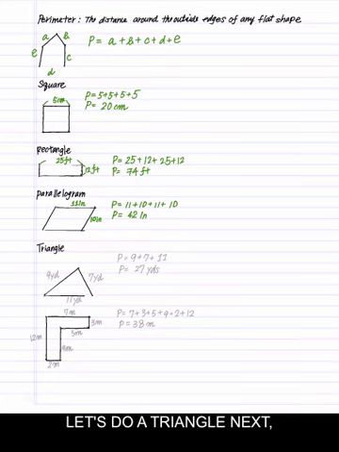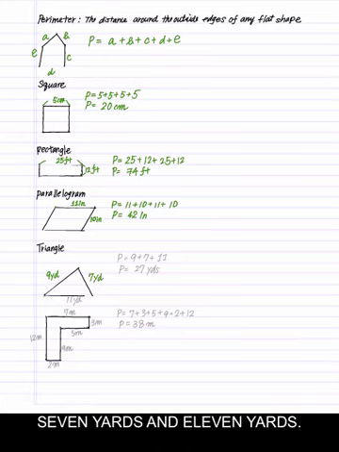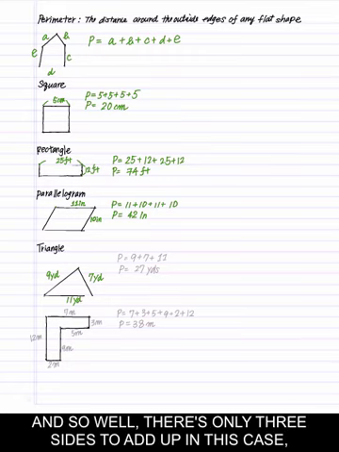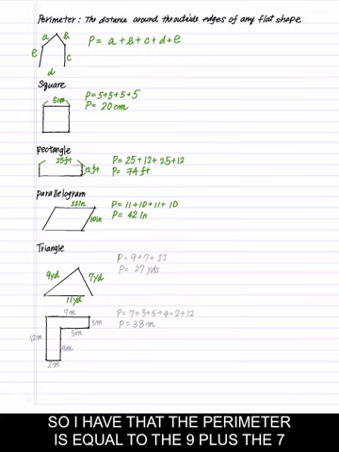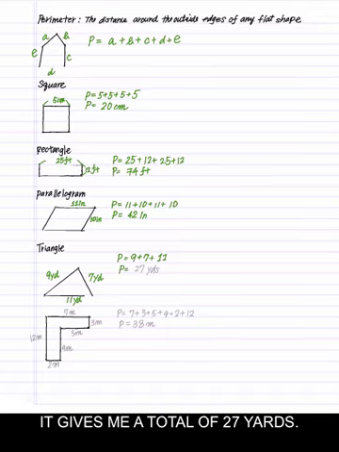Let's do a triangle next, and we'll say that it's 9 yards on this side here, 7 yards, and 11 yards. And so there's only 3 sides to add up in this case, so I have that the perimeter is equal to the 9 plus the 7 plus the 11. It gives me a total of 27 yards.